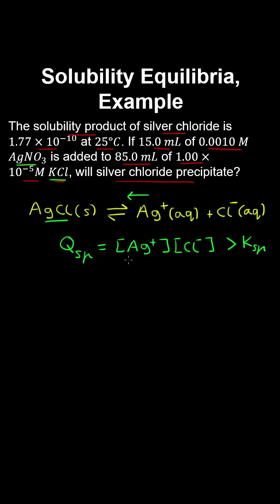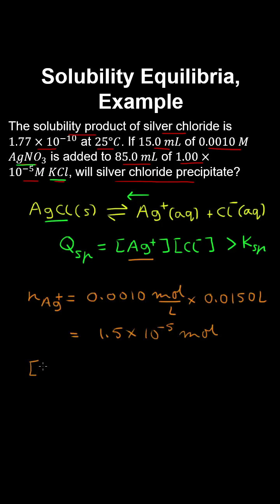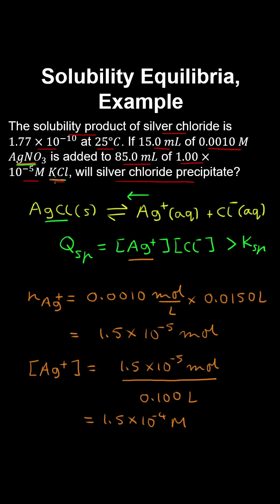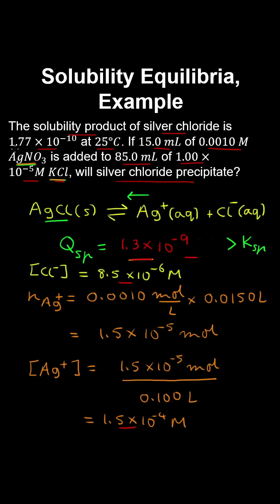So to obtain the concentration of silver ions when these solutions are mixed, we need to first determine the number of moles, and then the molar concentration of the silver ions is equal to the number of moles over the volume of the solution when these 2 solutions are mixed. And in a similar way, you can obtain the concentration of the chlorine ions. The reaction quotient is greater than the equilibrium constant, so therefore the reaction produces more precipitate until the reaction quotient and solubility product are in agreement.